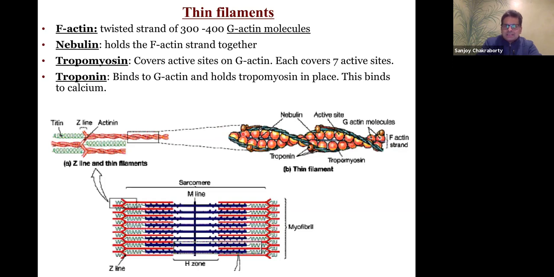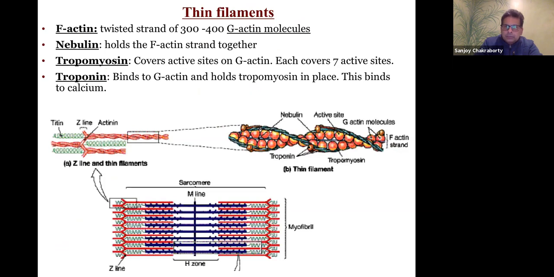So it has, see that tiny tennis ball-like structure? Those are called G-actin molecules. Okay, so this is a G-actin molecule.